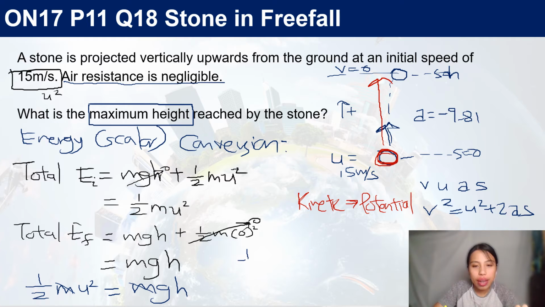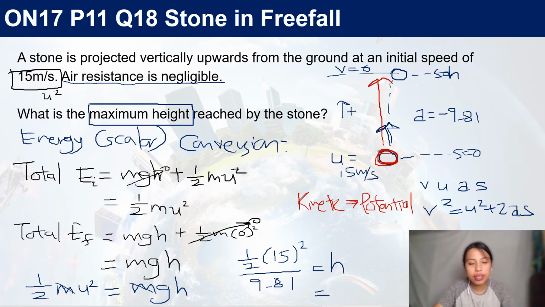No more space already. So never mind. We write on the side half 15 squared divided by 9.81 equals the maximum height. What's the maximum height? Calculate and see. So 15 squared divided by 9.81 (times a half), you get about 11.4678. Okay, never mind. 11.5. Is this in meters? Yes, it's in meters.